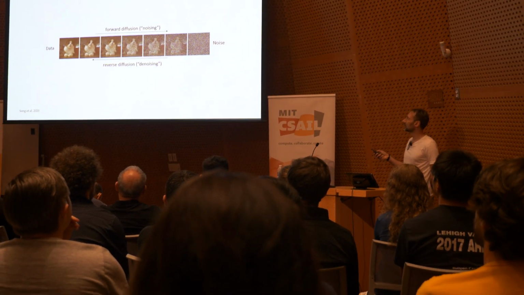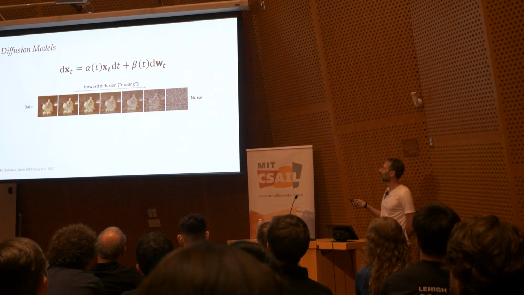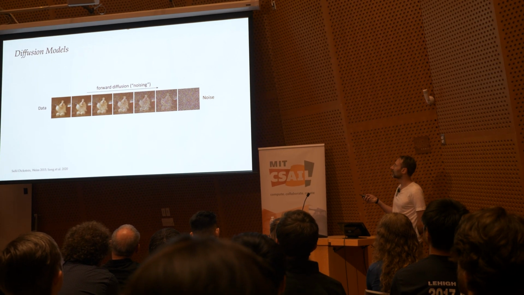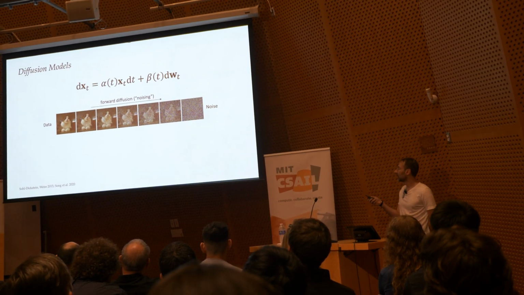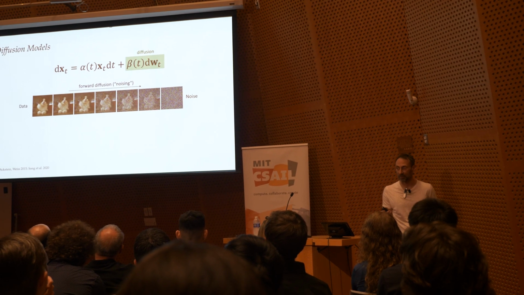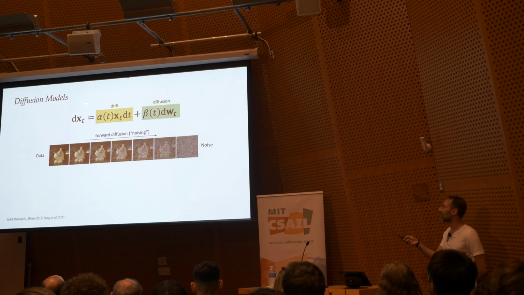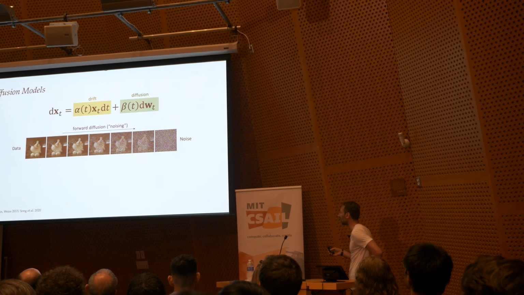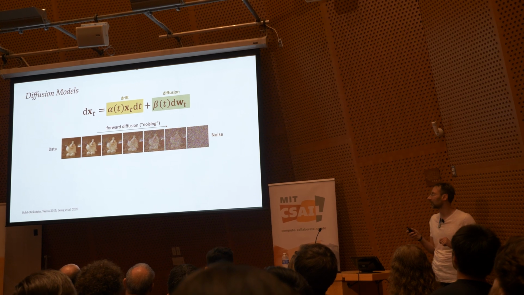So mathematically, this can be described as a diffusion equation, right? And this is how it looks. So it's a stochastic differential equation. It has a term that is called the diffusion term, right? So this is Brownian motion, and it has a drift term that is the signal itself, and alpha and beta are functions of time that are scheduled in such a way that you start with a signal and you end up with no signal and pure noise.